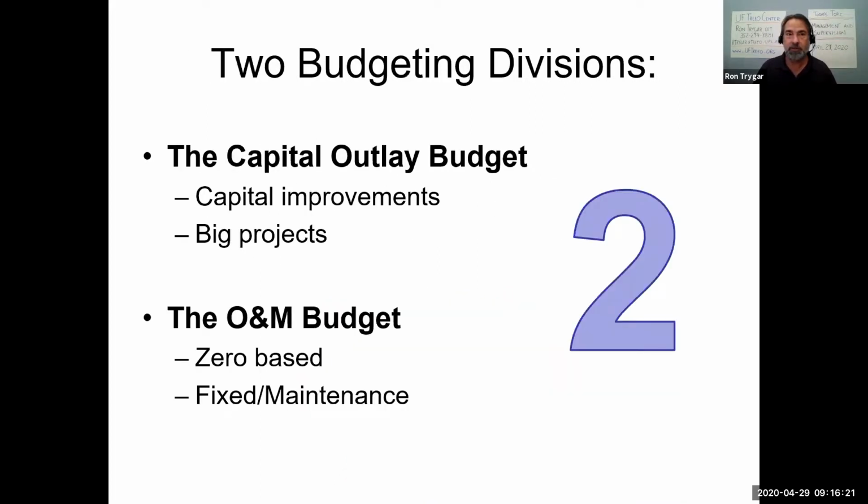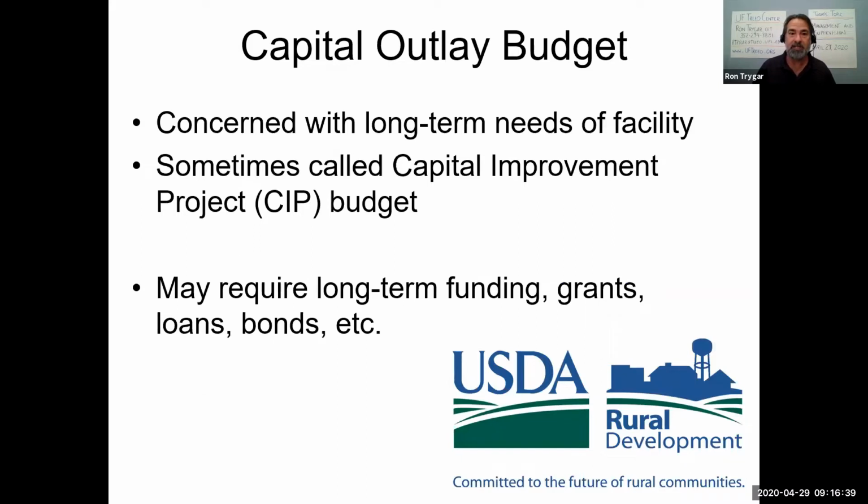There's 2 different budgeting divisions. There's 2 divisions that budgeting falls in, and we have what's known as the capital outlay budget or capital improvement budget, and then we have the daily or monthly operation and maintenance budget. So I want to talk about these 2 specifically. The capital outlay budget is essentially the long-term budget for big projects. When we say big projects, I mean things that are going to take a lot of money or a lot of capital funds to get this achieved.